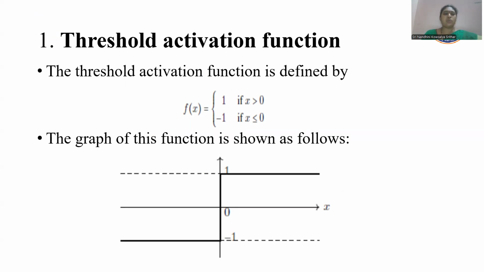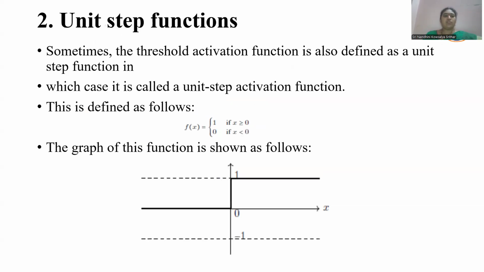The first one is the threshold activation function. The threshold activation function is defined by f of x equals 1 if x is greater than 0, and minus 1 if x is less than or equal to 0. We represent the threshold activation function in a graph, with the minimum value of the function at minus 1 and the maximum value up to plus 1. Then the unit step function.